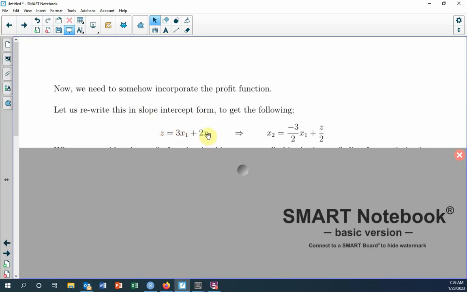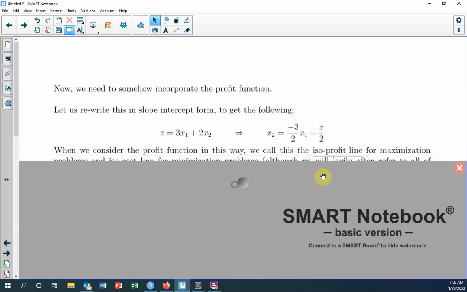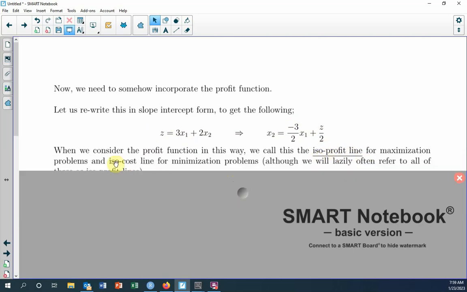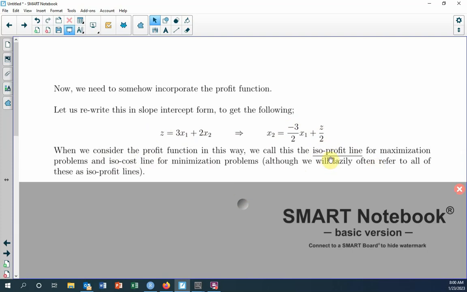So pretend that's x and y. If we rewrite this in slope-intercept form, subtracting this term over, then dividing everything by 2, this is what we get right here. Okay? Notice z is part of the y-intercept. Well, when we rewrite things like this, it is called an iso-profit line. That's what we call it for maximizations. In the text, you'll see iso-cost for minimizations, but often, lazily, we will just call them all iso-profits. What we're doing is isolating the effect of certain pieces here with this rewrite.